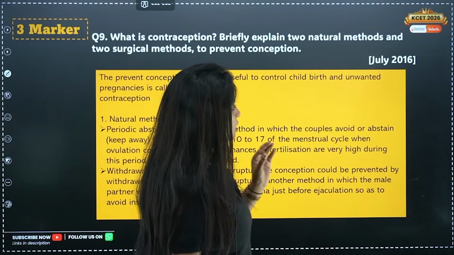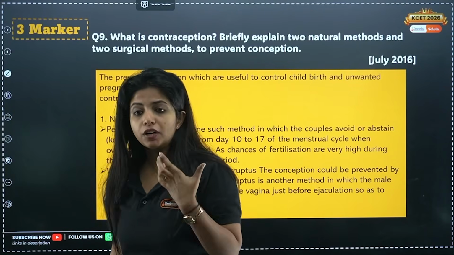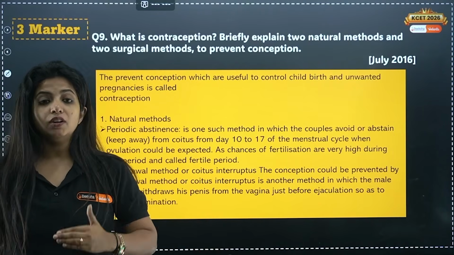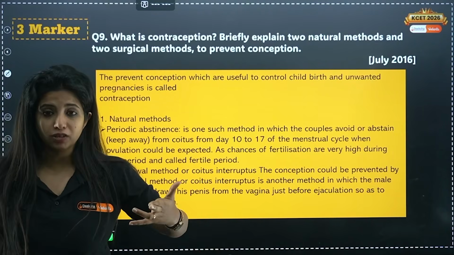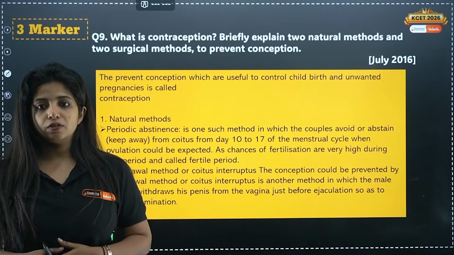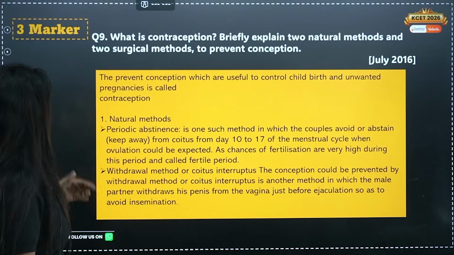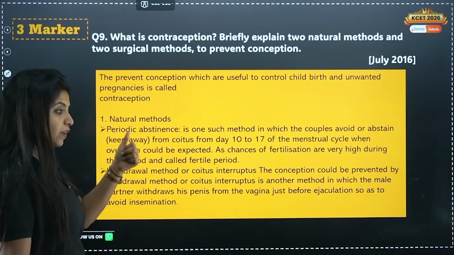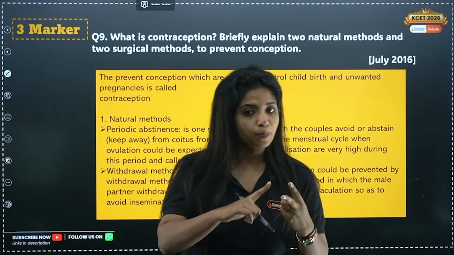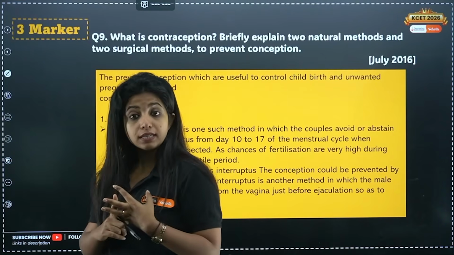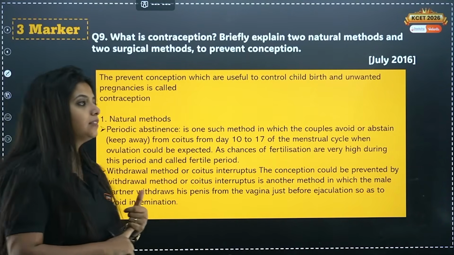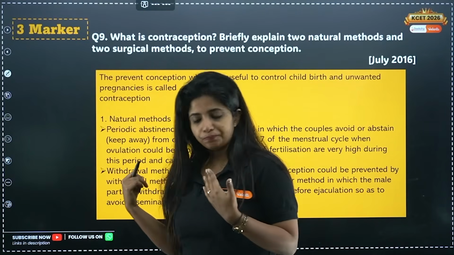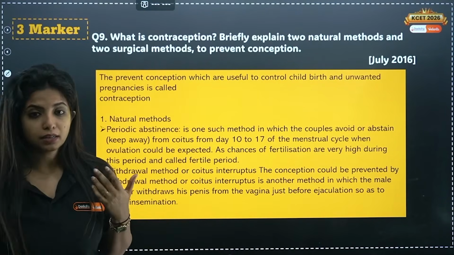Okay, what is contraception? Contraception is basically the birth control method that we have. It is something that prevents conception. Conception means formation of the baby. In that you have certain natural methods and surgical methods. So we have studied in total, there is natural method, barrier method, IUDs, oral pills, and implants, and then there is surgical method.